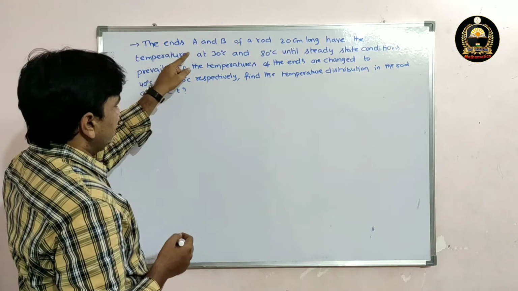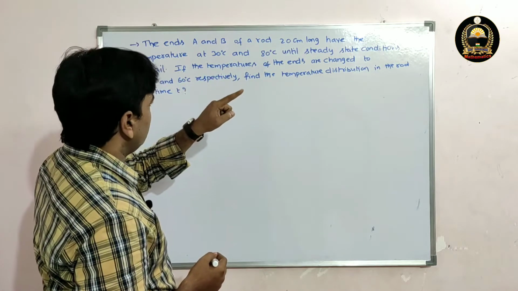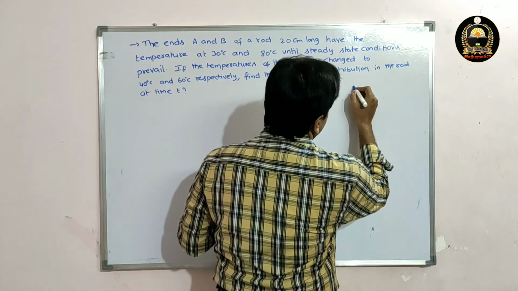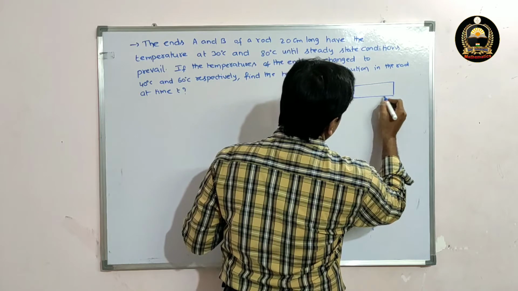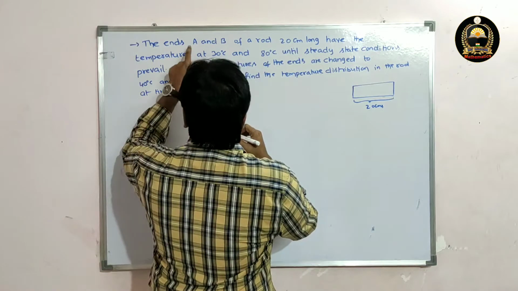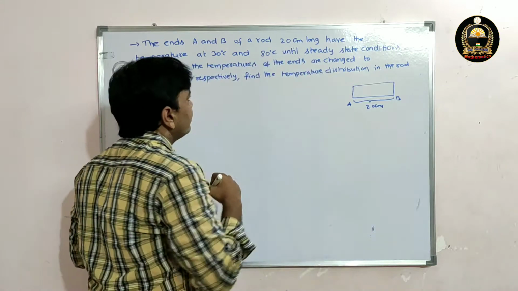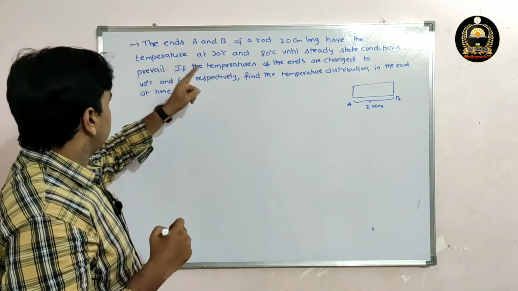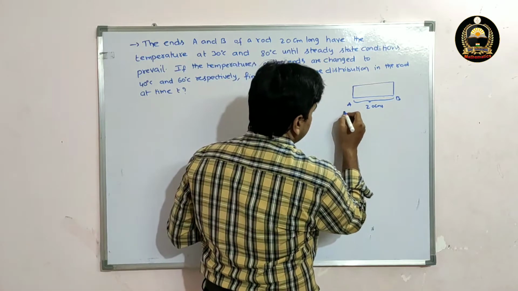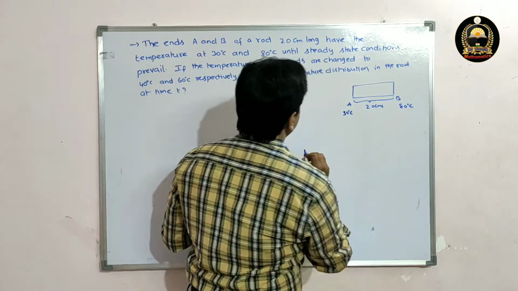The ends A and B of a rod 20 centimeters long have the temperature. Okay students, what is the bar length? 20 centimeters, students. Now what he says, say this is A and this is B, have the temperature at 30 degrees centigrade and 80 degrees centigrade. One end here is 30 degrees centigrade and the other end is 80 degrees centigrade.